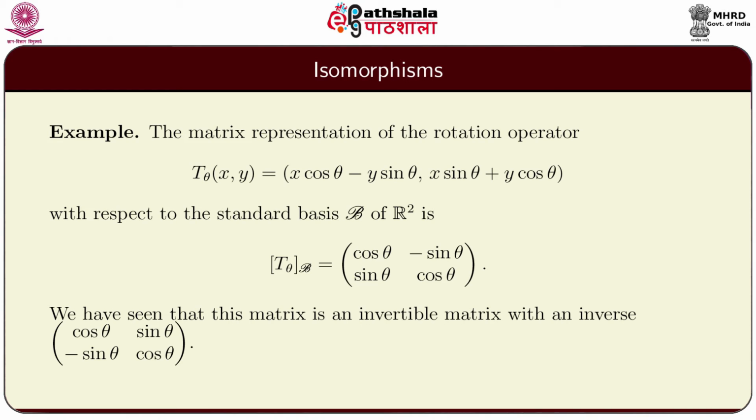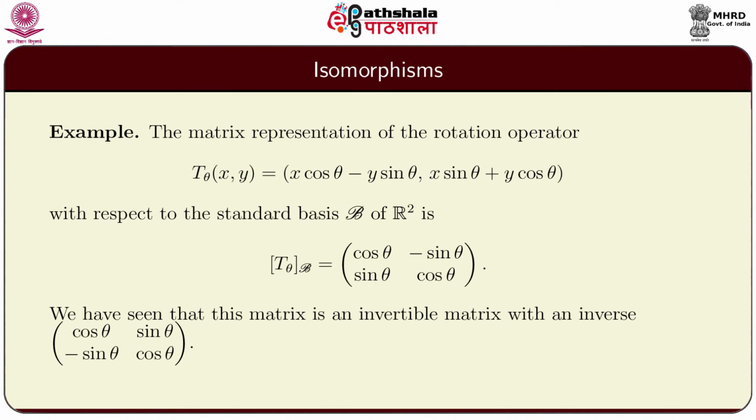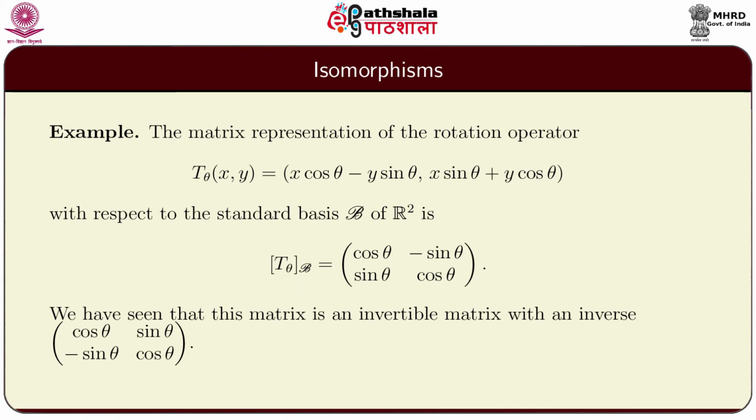Let us revisit the example of the rotation operator T theta from R2 to R2 given by T theta of (x,y) is equal to (x cosine theta minus y sin theta, x sin theta plus y cosine theta). And with respect to the standard basis B of R2, its matrix representation is cosine theta, minus sin theta in the first row, and sin theta, cosine theta in the second row, and we have already seen that this matrix is invertible with the inverse cosine theta, sin theta in the first row and minus sin theta, cosine theta in the second row.